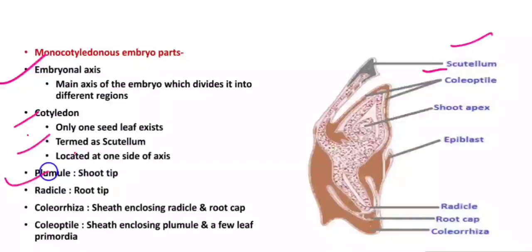Then plumule region, which is representing the shoot apex. Then radicle region, which is representing the root tip. Coleorhiza, which is the sheath on the radicle and root cap. Coleoptile, which is the sheath enclosing the plumule and leaf primordia.